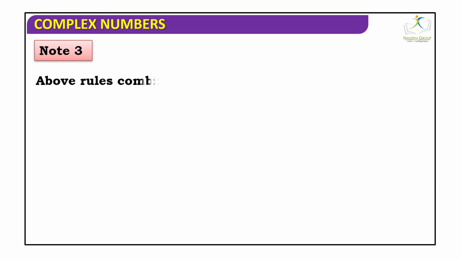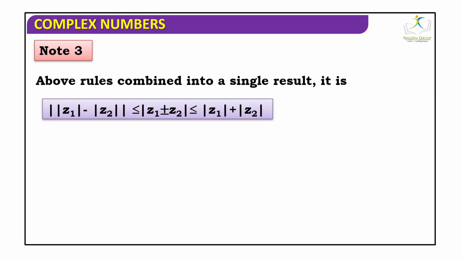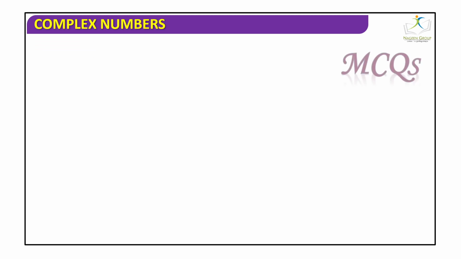Now note 3. The above rules combine into a single result: modulus of Z1 minus modulus of Z2 is less than or equal to modulus of Z1 plus Z2, which is less than or equal to modulus of Z1 plus modulus of Z2. It means we can separate the values, right? We can separate the values. Now we have some MCQs.